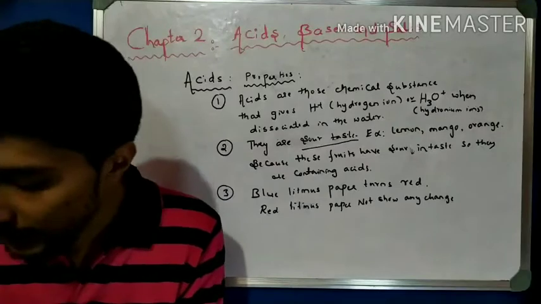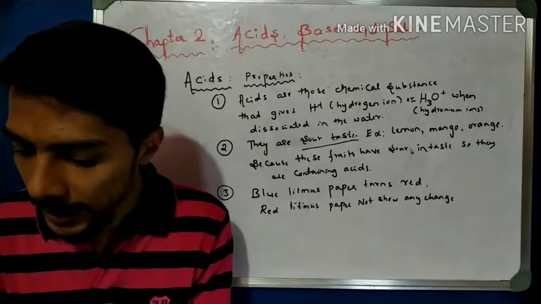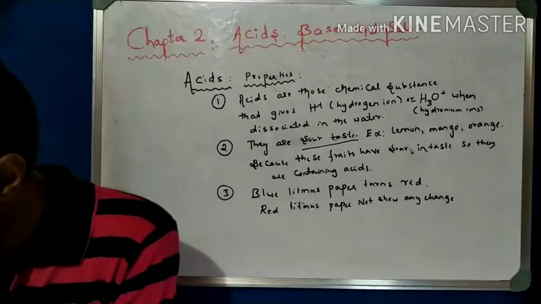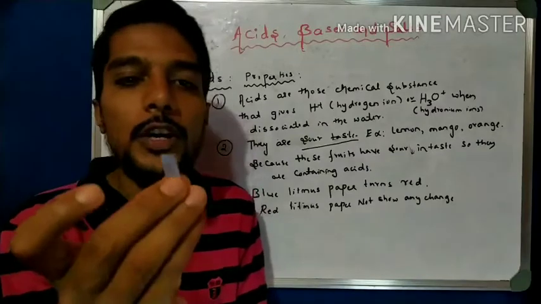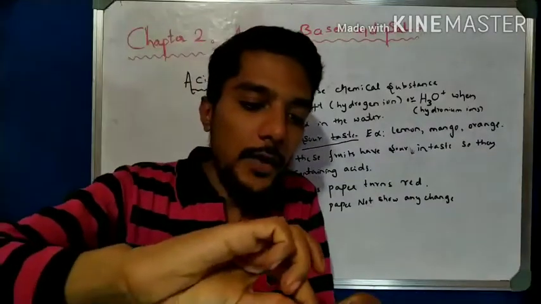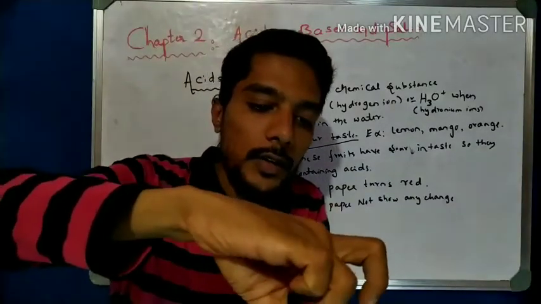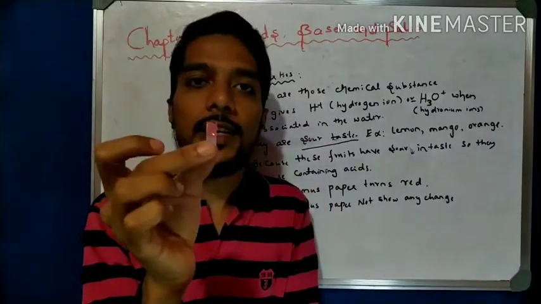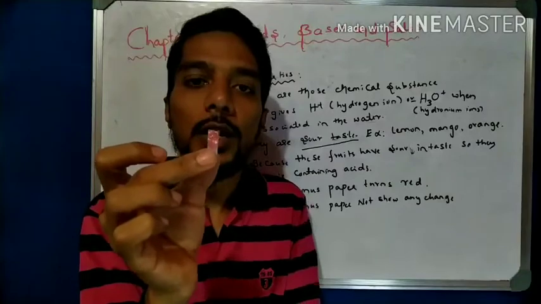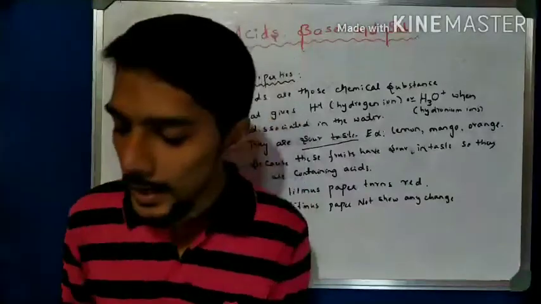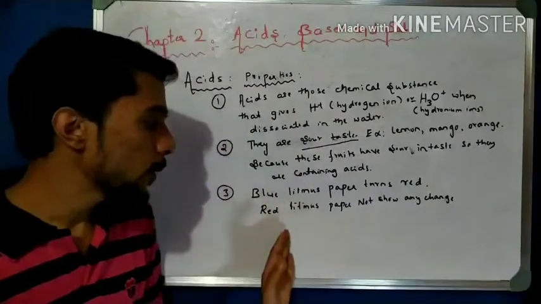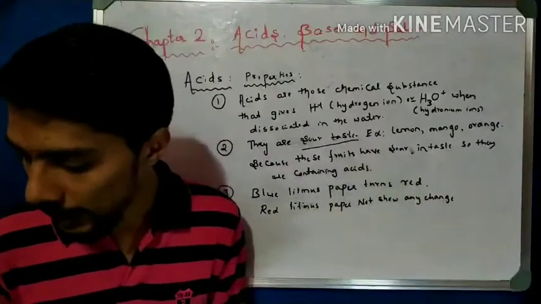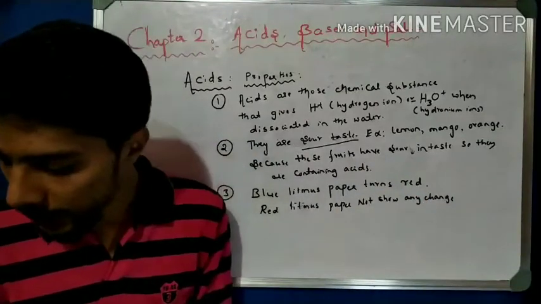Again I repeat it for your clarity. Again I take a small piece of blue litmus paper, then I dip it in the acid. Observe here, this is converted to red. So this indicates that acids are those substances which convert blue litmus paper into red, and the red litmus paper does not change color. So this is one of the important activities.